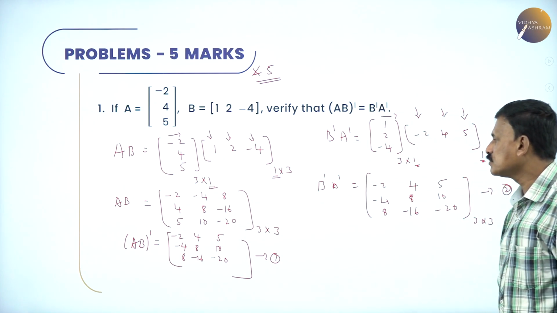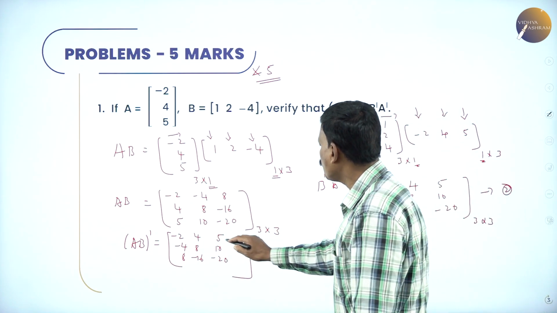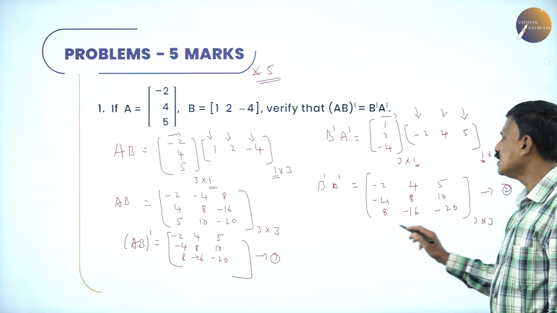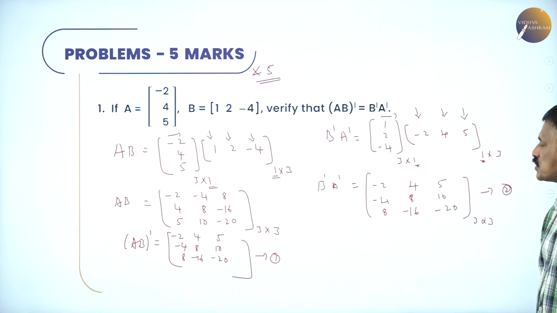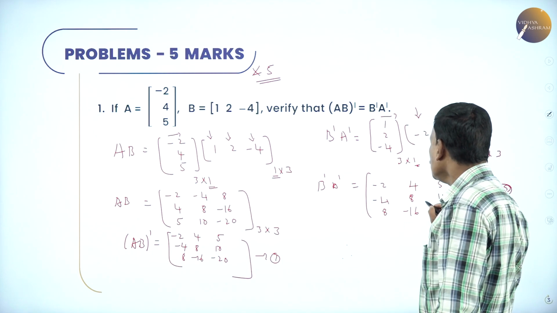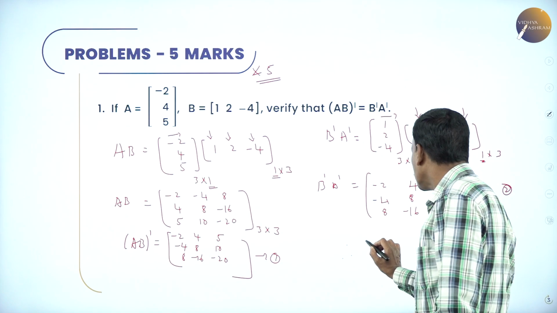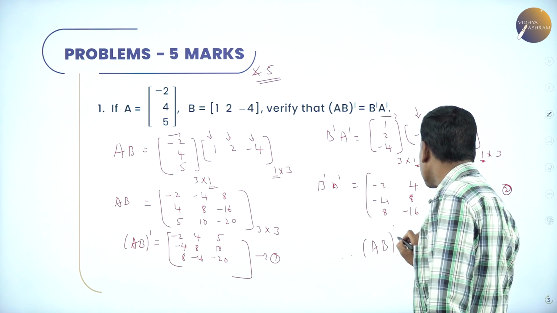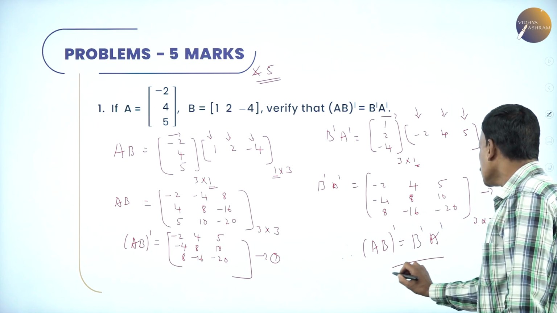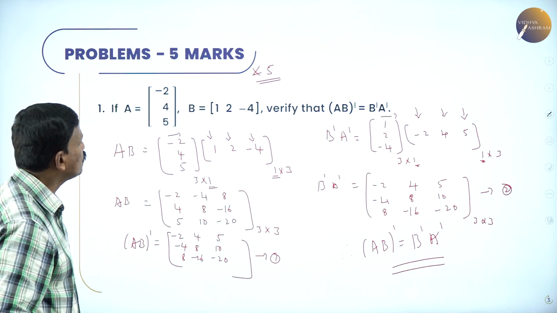Now from 1 and 2, see from 1 and 2, the right hand side is: first row minus 2, 4, 5, and second row minus 4, 8 and 10, third row 8, minus 16 and minus 2. Right hand sides are equal, which means the left hand sides are also equal. Therefore, from 1 and 2 you can say that (AB)' is equal to B' into A'. This is called the reversal law of transposes.